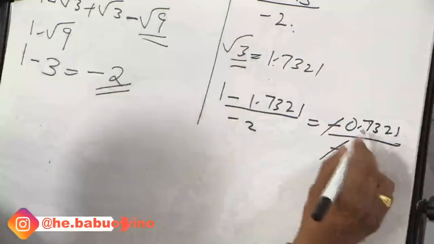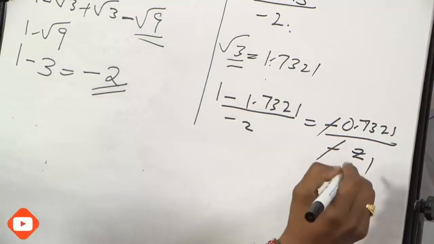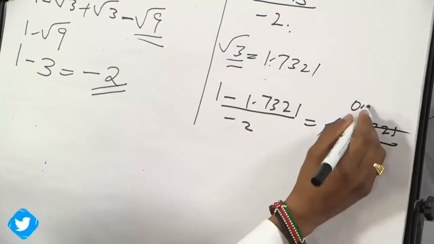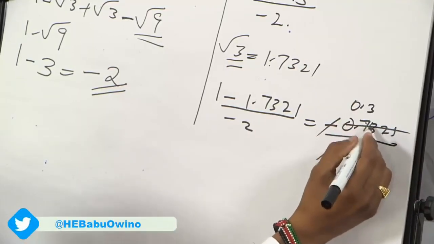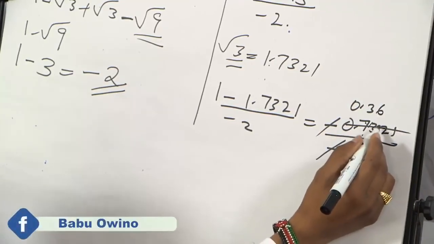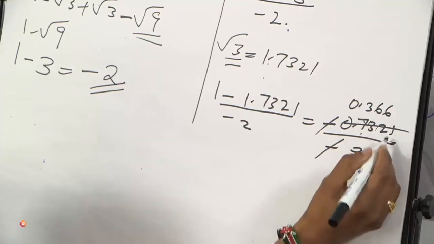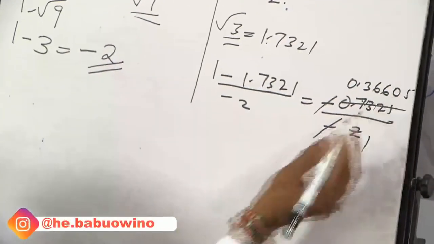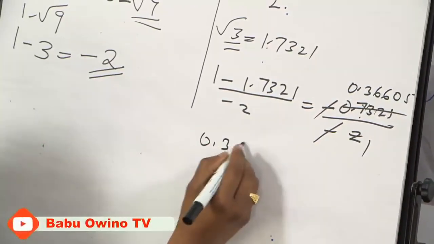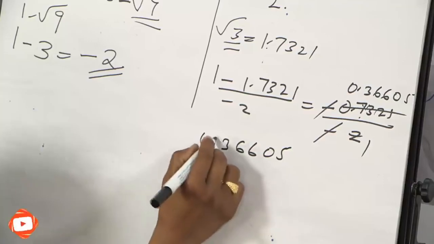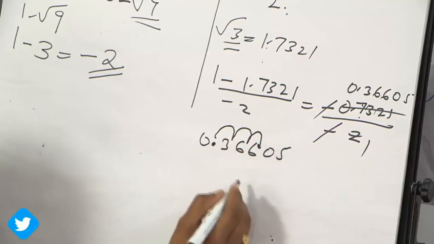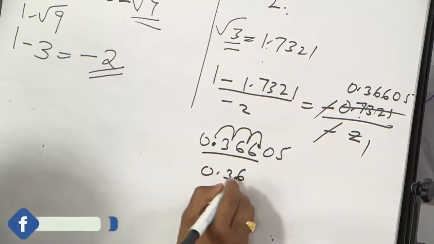Use a calculator, or we can just divide. 2 goes into 7 3 times, which is 6, remainder 1, into 13 6 times, which is 12, remainder 1, into 12 6 times, into 1 0 5. They want us to get our value to 3 significant figures. So from the decimal point, you count 1, 2, 3. Where 3 is, that is our answer, 0.366.